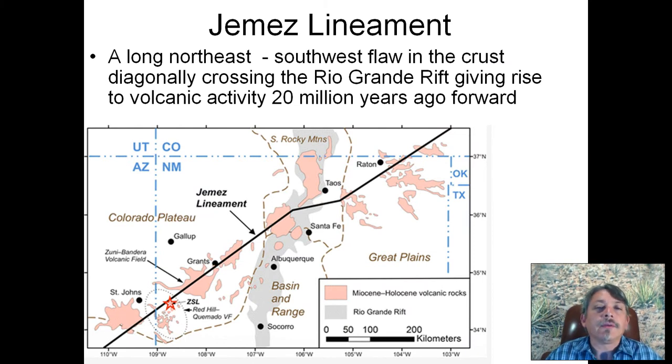Intersecting with this Rio Grande Rift Valley, running diagonally from northeast to southwest, is this large flaw in the crust called the Jemez lineament. The Jemez lineament is basically a large series of fault lines or cracks in the earth from which vents will occur. That is, vents from which form volcanoes or lava flows.